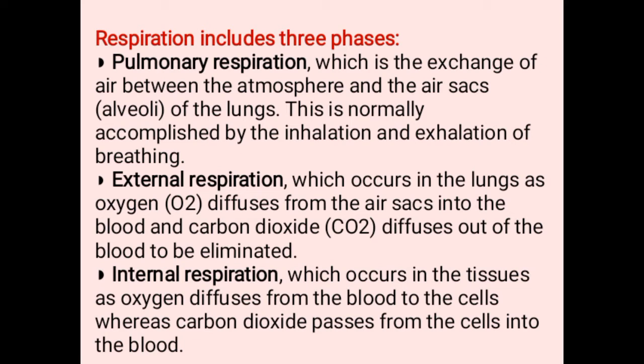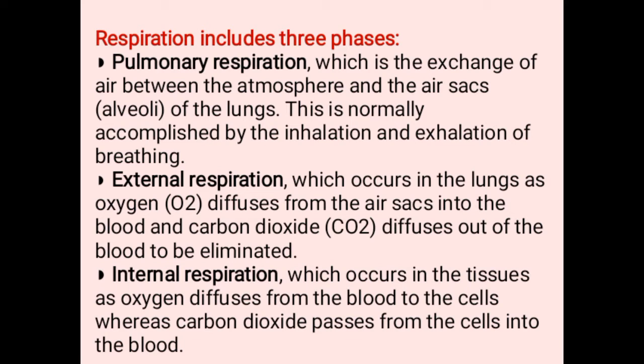We also have external respiration. This is the exchange of air that happens between the lungs and the blood in the circulatory system, whereby oxygen is dissolved in the circulating blood, and the carbon dioxide diffuses from the blood into the lungs for exhalation, to be expelled outside the body. So external respiration happens between the lungs and the blood.